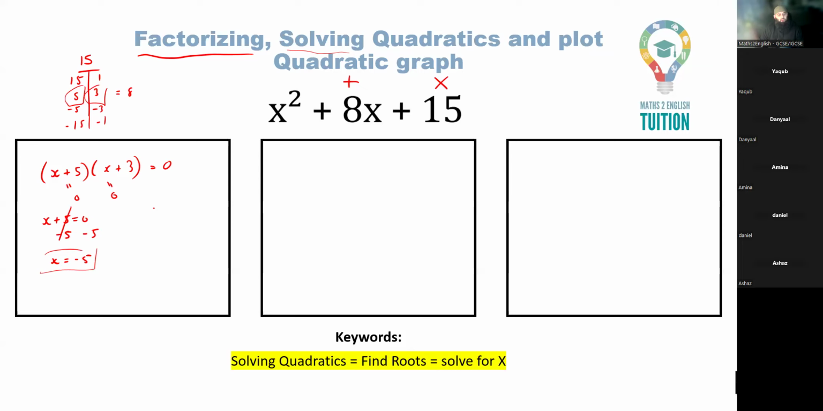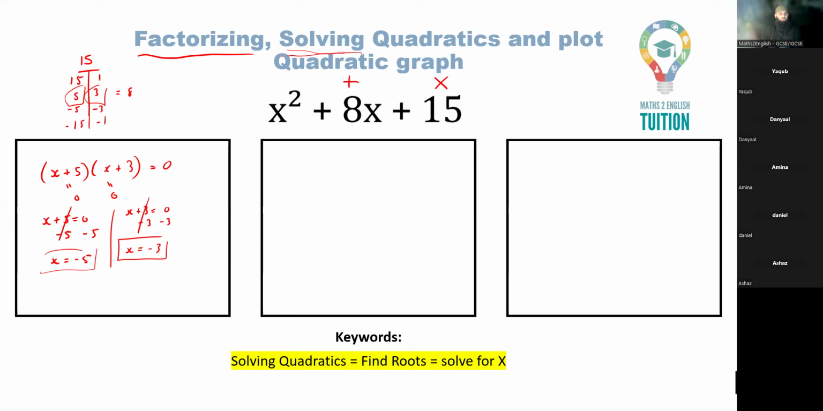Over here, same thing, with x plus 3 equals 0. The minus 3 over here, minus 3 over here. x equals minus 3. That's the two solutions.